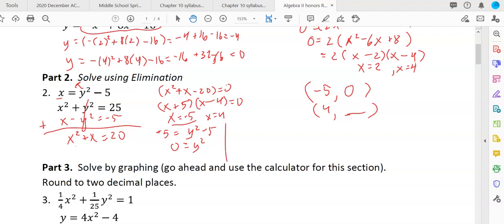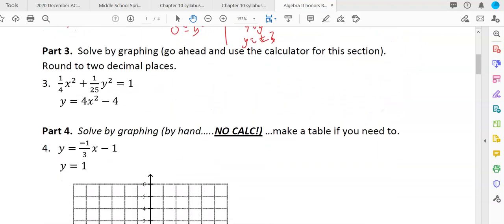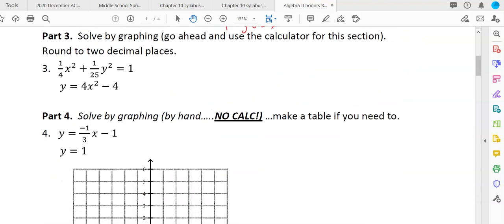Let's plug in x is 4, so 4 equals y squared minus 5. Add 5, you get 9 equals y squared. Take the square root on both sides to get y equals plus or minus 3. So plus or minus 3. So that represents two different answers. And if you plug it in, it should work. 16 plus 9 is 25. That works. So there are 3 different ordered pair answers there. 4 comma 3 and 4 comma negative 3.